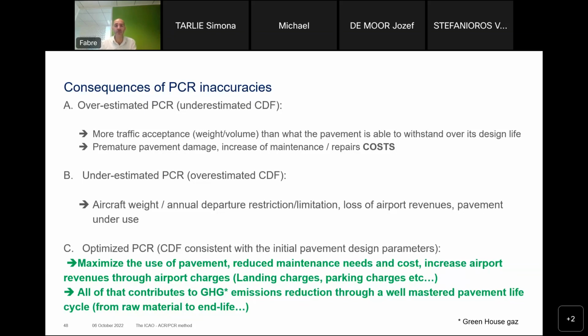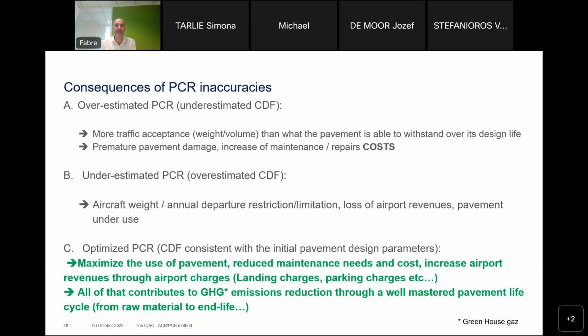And then that could lead to an increase of maintenance and repair costs, which will represent a loss of revenues for the airport, or at least an increase of OPEX and even some CAPEX at some point. The second case is a case of underestimated PCR, meaning overestimated CDF.